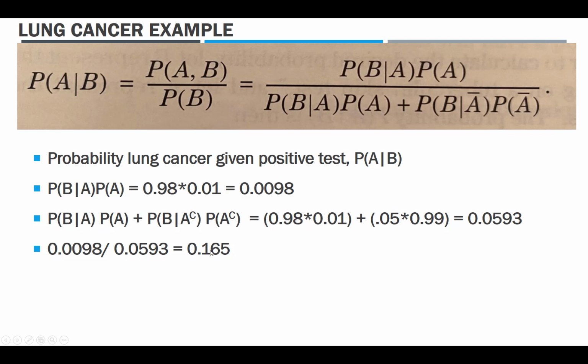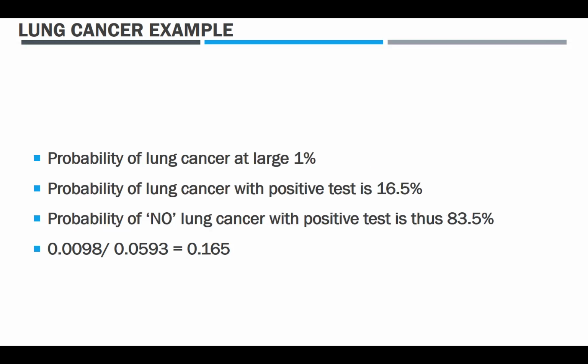All right. So that means the probability of having lung cancer given a positive test is only 16.5%. Now think about that. The probability that you actually have lung cancer given that you have a positive test is 16.5%. Most people don't understand this at all. What they think is that this is the outcome. Probability of lung cancer with a positive test is 16.5%. Probability of no lung cancer with a positive test is 83.5%.